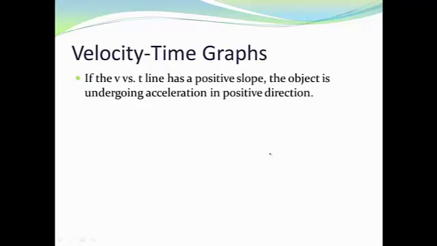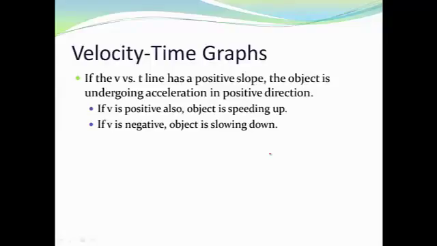If the v versus t line has a positive slope, the object is undergoing acceleration in the positive direction. If v is also positive, then the object is speeding up. If v is negative, then the object is slowing down. So what this would look like, in this first case, your v versus t has a positive slope and a positive velocity, that would be speeding up. A positive slope but a negative velocity, the second case, would look like this, and that would be slowing down.